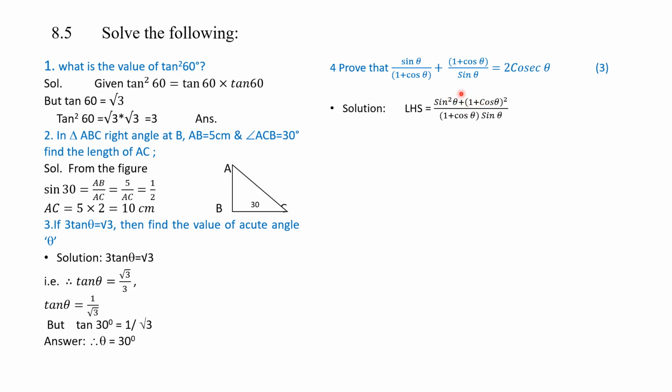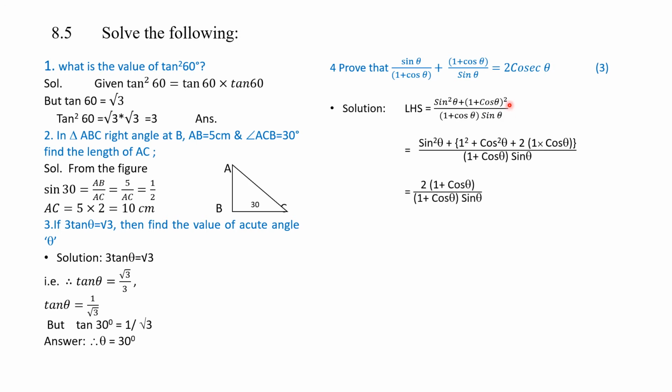Here LCM is nothing but sin theta into 1 plus cos theta. Let us do the problem. Therefore, left hand side is, take LCM 1 plus cos theta into sin theta. If you divide by 1 plus cos theta, sin theta remains. Therefore, sin theta into sin theta is sin square theta. Similarly, if you divide by sin theta, it goes and 1 plus cos theta remains. This 1 plus cos theta into numerator 1 plus cos theta becomes 1 plus cos theta whole square.